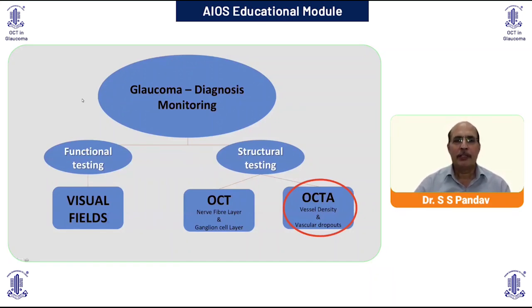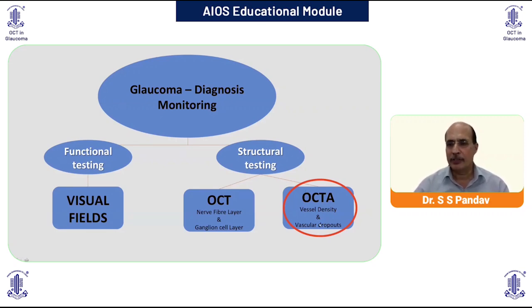Typically, for glaucoma diagnosis and monitoring, we have a number of tools. We have structural testing and we have functional testing. We still depend a lot on the visual fields for the diagnosis as well as monitoring progression of the disease. And in structural testing, OCT has almost become a standard now, where we monitor all glaucoma patients on OCT to look at the retinal nerve fiber layer thickness and also certain optic disc parameters. But now we also have another tool, the OCTA, as I mentioned earlier.